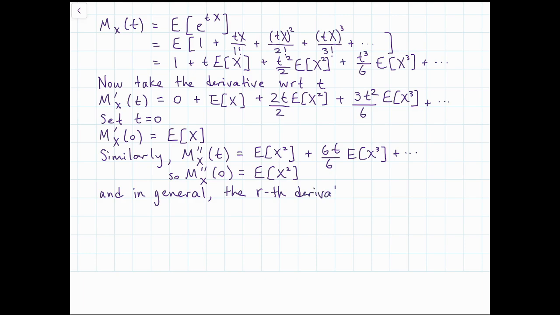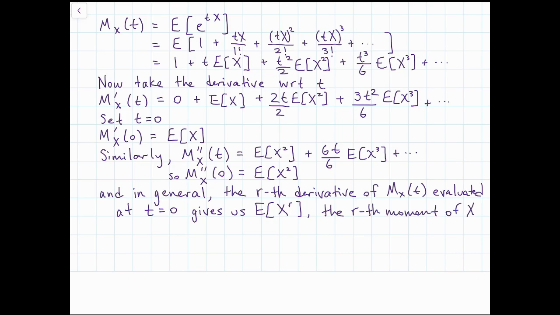In general, the rth derivative of the MGF, evaluated at t equals 0, is going to give us E of X to the r, which is the rth moment of the random variable X.